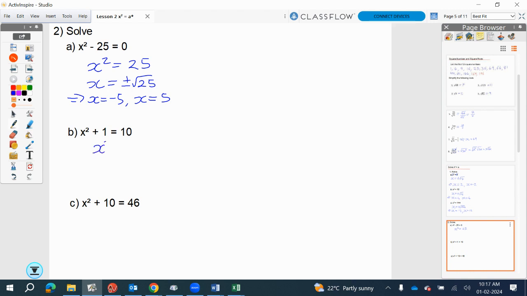We're going to rearrange this one as x squared equals 9, and then we're going to get x equals plus minus the square root of 9, x equals minus 3, x equals 3. All right, somebody can help me with this last one? What do we do first? Sarah? Move the 10 to the other side, so it'll be 46 minus 10. And the x squared equals 36, and you do the same thing, x equals plus minus radical 36. And then x equals negative 6 and x equals 6.